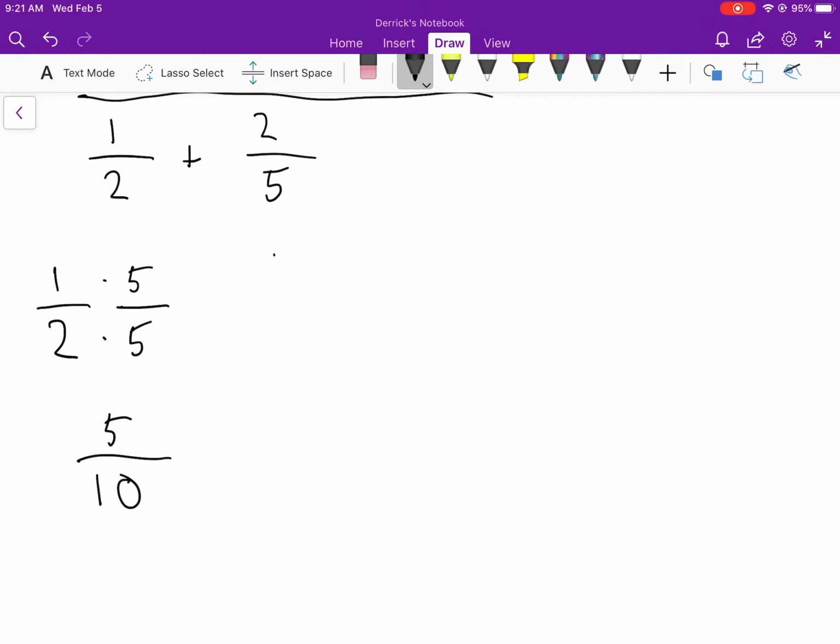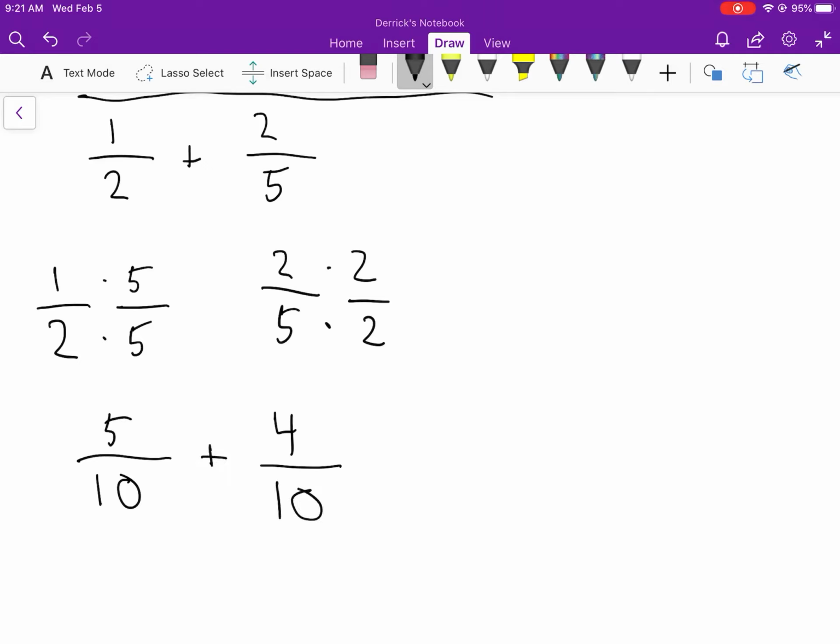If I look at my next fraction, 2/5, in order to get my denominator from 5 to 10, I would need to multiply by 2. But again, I can't just randomly multiply by 2 on the bottom. If I'm going to do that, I also have to multiply by 2 on top. 2 times 2 would give me 4. 5 times 2 would give me 10.